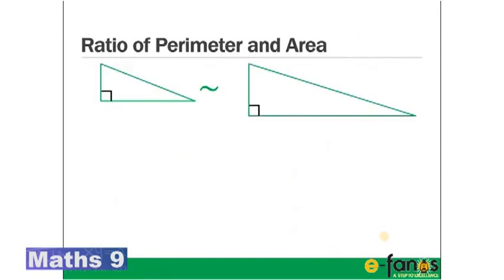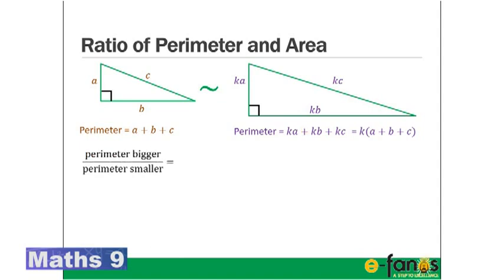Ratio of perimeter and area. If we have two similar triangles and we label the sides of this one A, B, C, then we can say that the sides of the larger triangle are KA, KB and KC for some constant value K. The perimeter of the small triangle is A plus B plus C, and the perimeter of the larger triangle is KA plus KB plus KC, which simplifies to K times A plus B plus C. So the perimeter of the bigger triangle over the perimeter of the smaller triangle is K times A plus B plus C over A plus B plus C, which is equal to K.